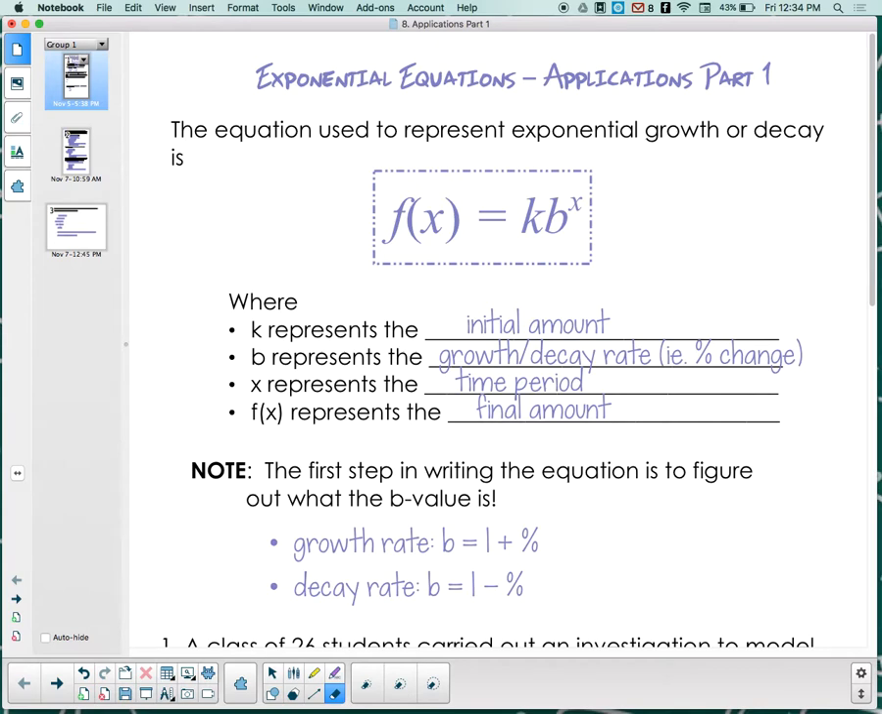So if you were told that, say, the value of a house increases 10% every year, then the b in your formula will be 1.1, 1 plus 10%. If you were told something is decreasing 5%, then your decay rate will be 1 minus the 5%, so 0.95. Are we good with that? You need to make sure you can identify each of your unknowns to plug it into the formula.